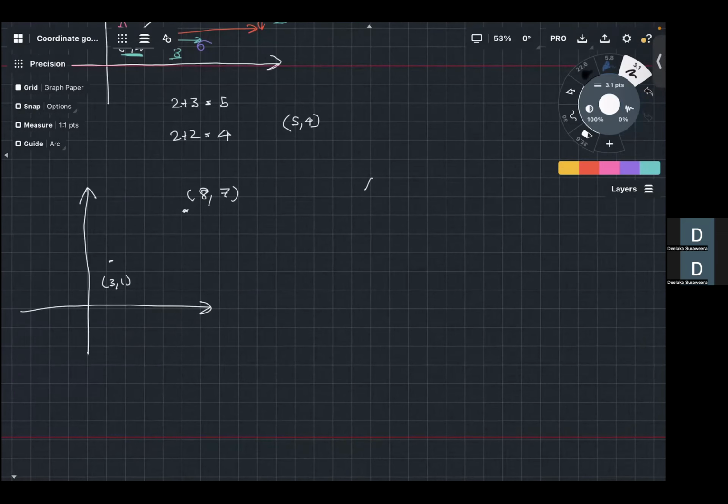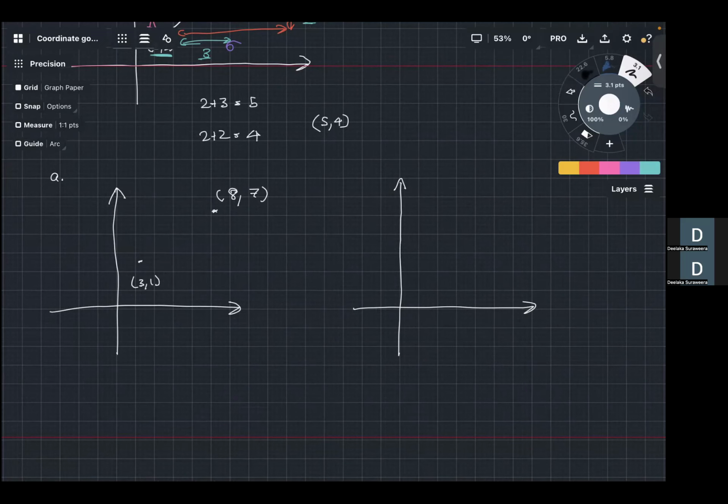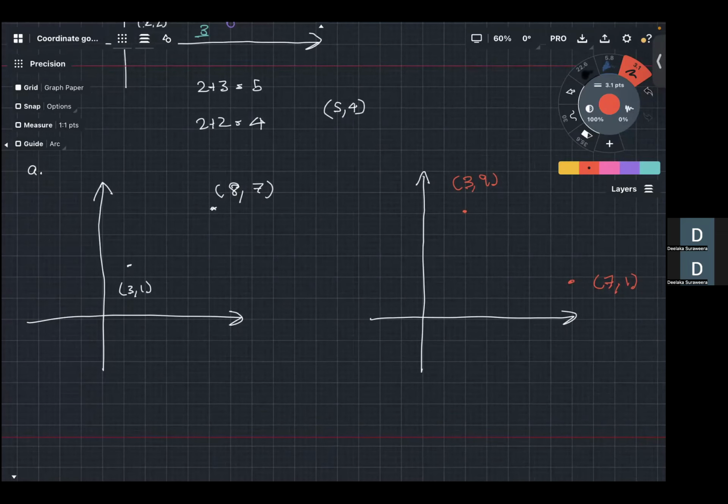Sorry, I changed the value up. So do part A first. Find the midpoint of (3, 1) and... Can you do decimals? Yes, you can. There is 1 decimal in the coordinates of A. And then for B, I want you to find the midpoint of (3, 1) and (8, 7) is the first pair of coordinates, and (3, 9) and (7, 1) is the second pair of coordinates.